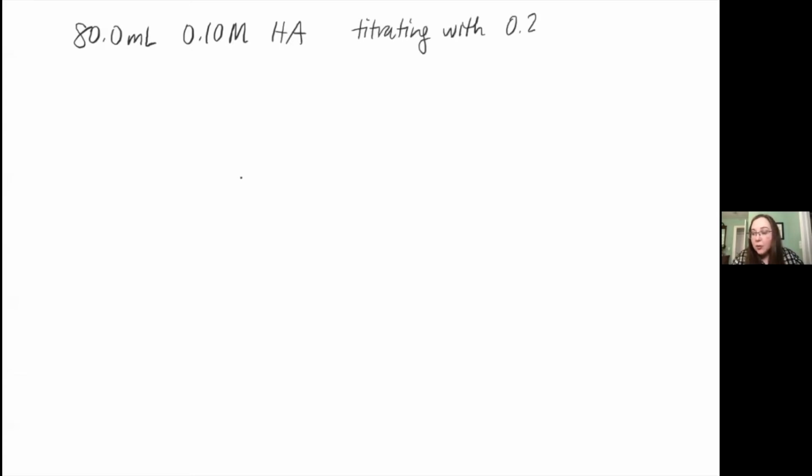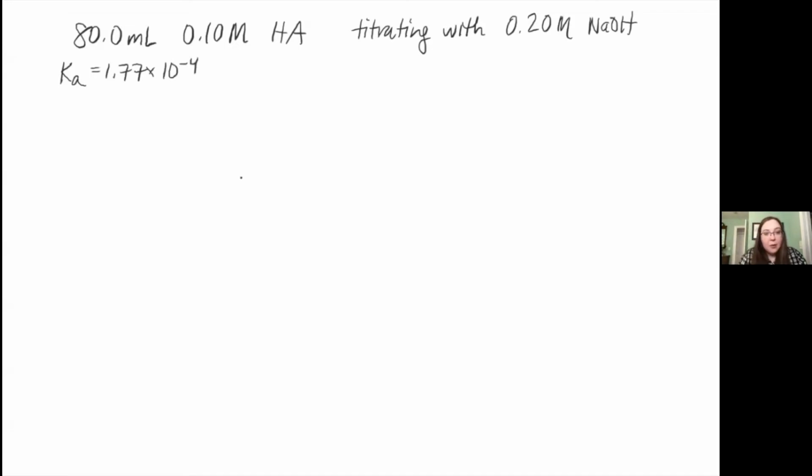And I'll go ahead and share the whiteboard to tell you about this problem. So the first thing is the basic information. They say that we're starting with 80 milliliters of 0.1 molar formic acid. So we'll just call this HA for our weak acid. And we're titrating with 0.2 molar NaOH. And they gave us some additional information. They said that the Ka for our weak acid is 1.77 times 10 to the minus 4.